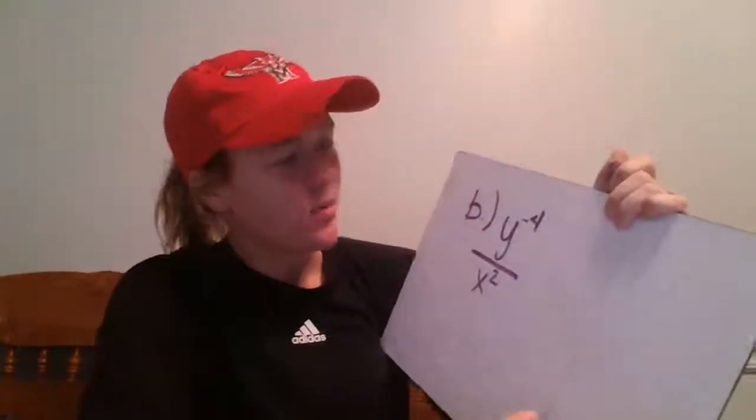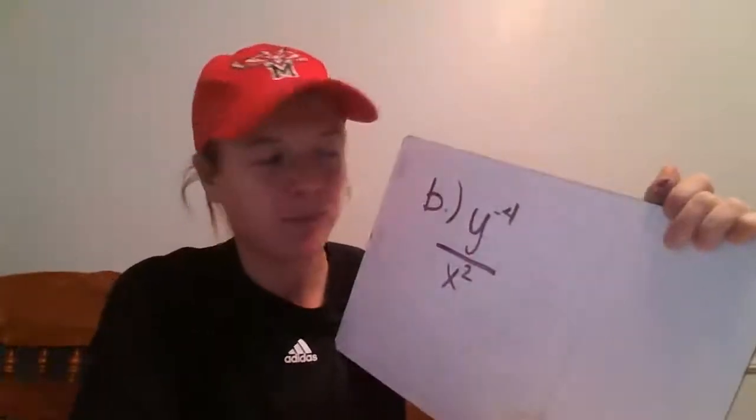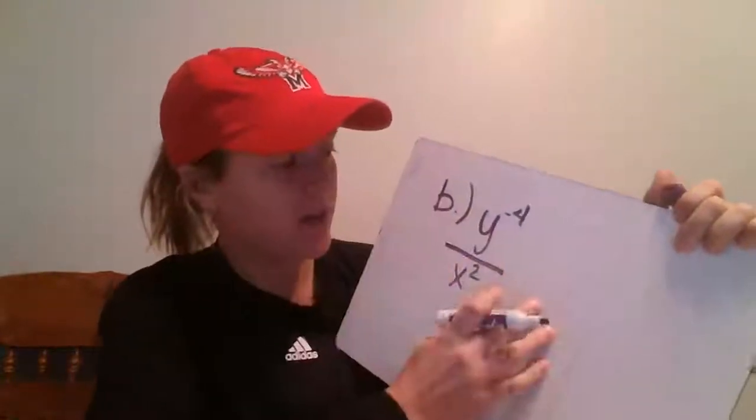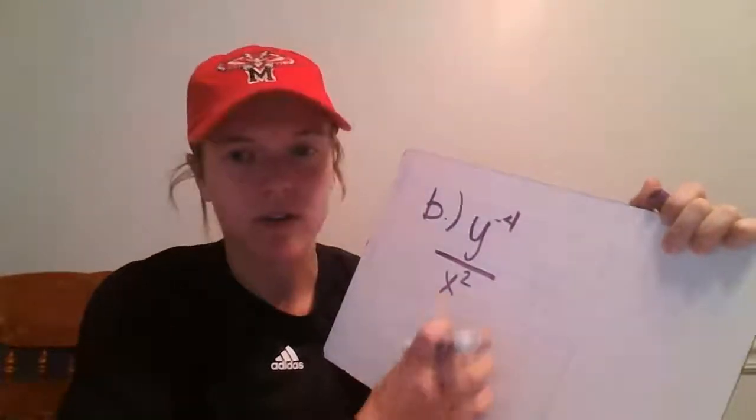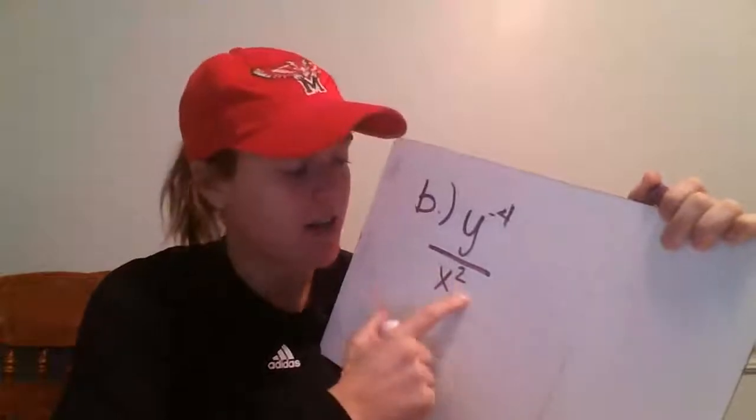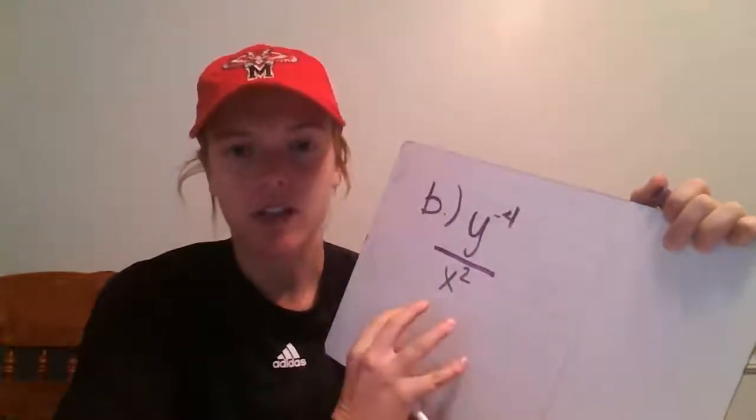Okay, so we just finished up with A, and we had to flip our negative exponent. Okay, so now we're looking at example 1b. In example 1b, we have y to the negative fourth over x squared. So we see that our x squared is already positive, so we can just leave that alone.